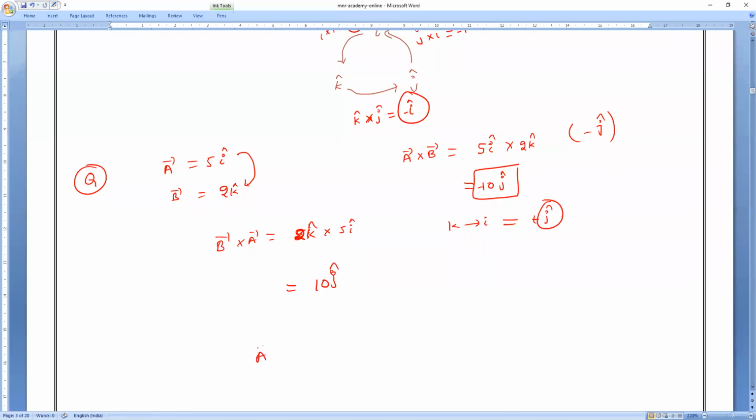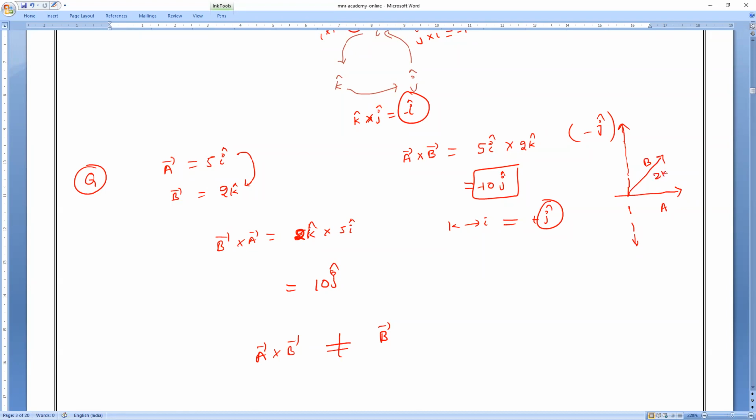So is A cross B equal to B cross A? The magnitude is the same, but the direction is different. A cross B is minus, perpendicularly downwards, and B cross A is positive, perpendicularly upwards. So this is A, and this is B.